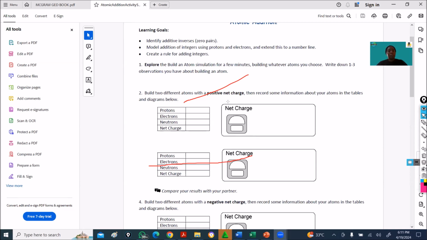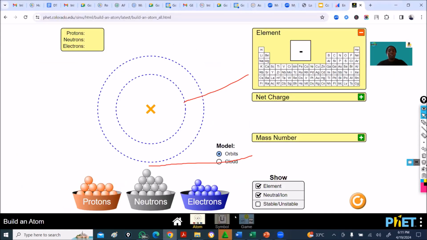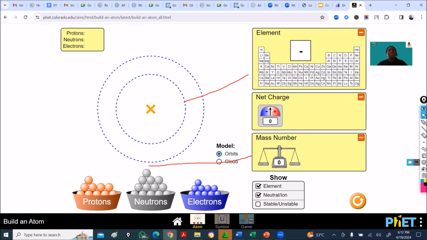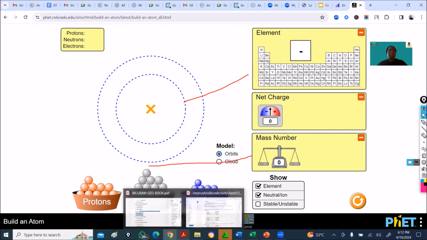If you finish number 2, it says build 2 different atoms with a positive net charge, then record some information about your atoms in the tables and diagram below. So this is, okay, I want to give you a clue, but should I? Okay, as a teacher, I should. Now, open this up. This net charge button, all right? This is where you see if it is positive or negative, okay? Anyway, as a teacher, you should have opened this up. Should give them a clue.